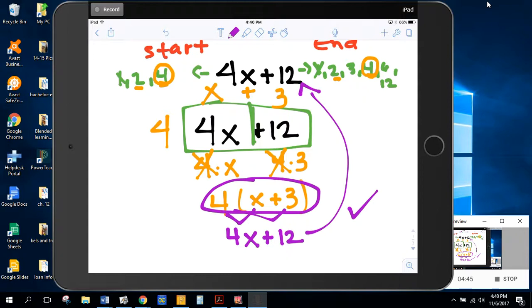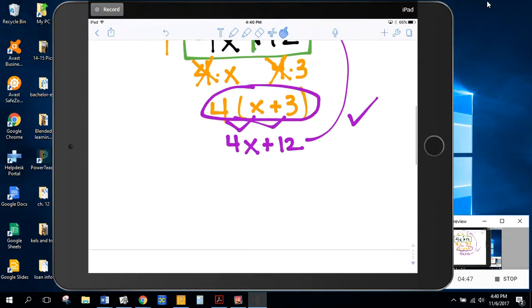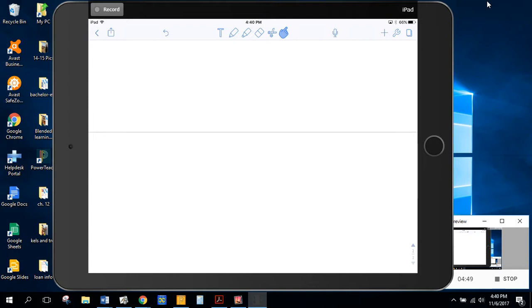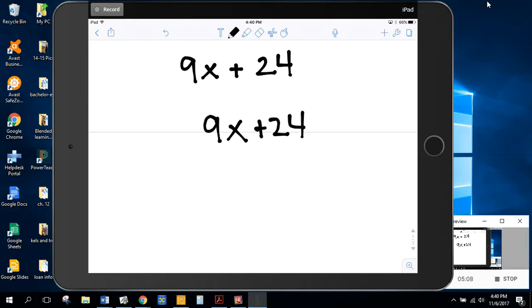All right, let's do another example. So let's say we are looking at 9x plus 24. All right, so we're going to rewrite our expression. I'm going to grab a different color here, and we're going to box it in, separating our unlike terms.